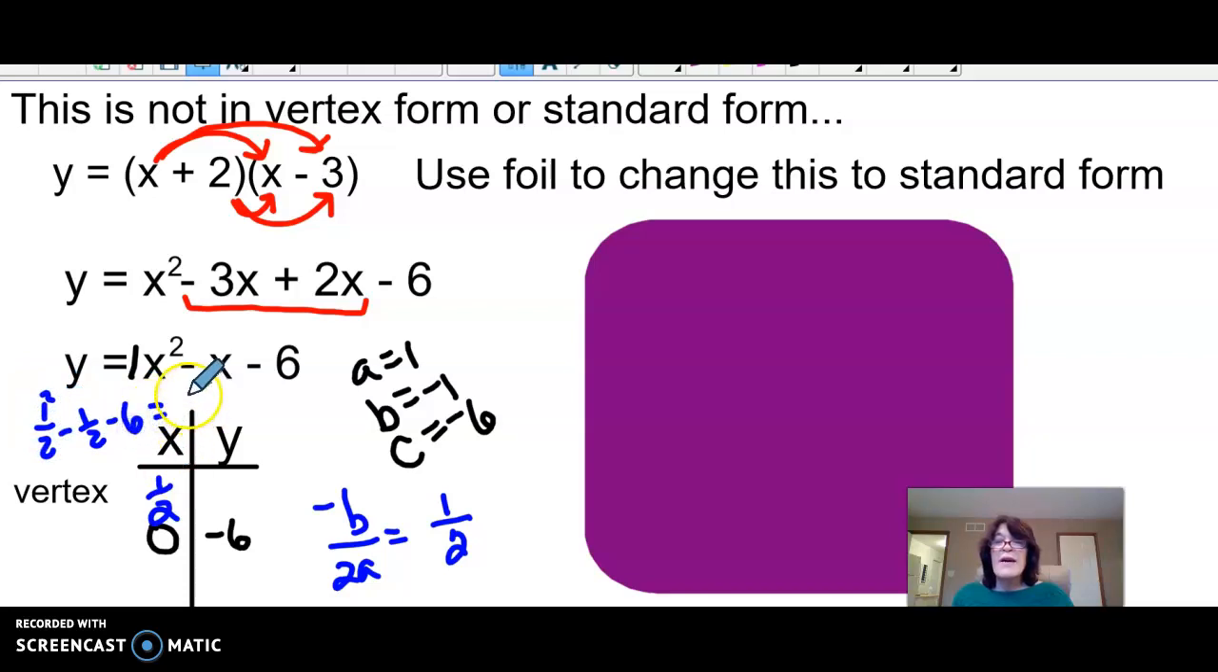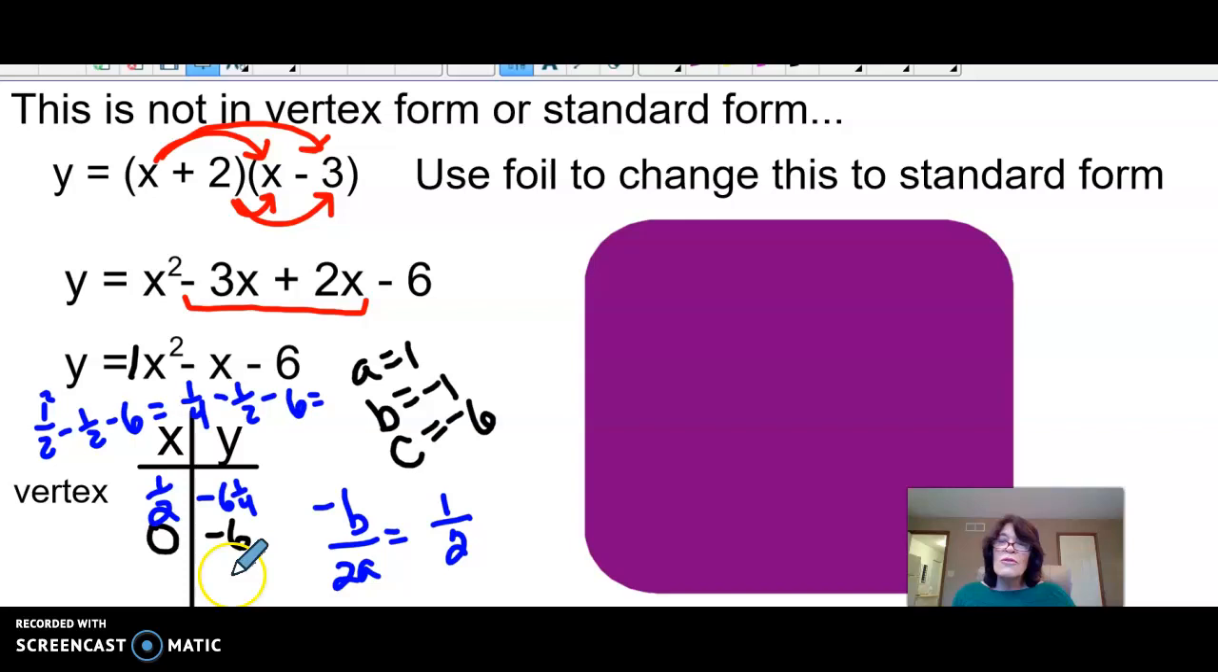You can do that on the calculator. A half times a half is a fourth. A fourth minus a half is negative a fourth, right? That would be 1/4 minus 2/4. That's negative a fourth minus 6. I get -6 1/4. If you did it in your calculator, you took a half squared minus a half minus 6, you probably got -6.25, whatever.